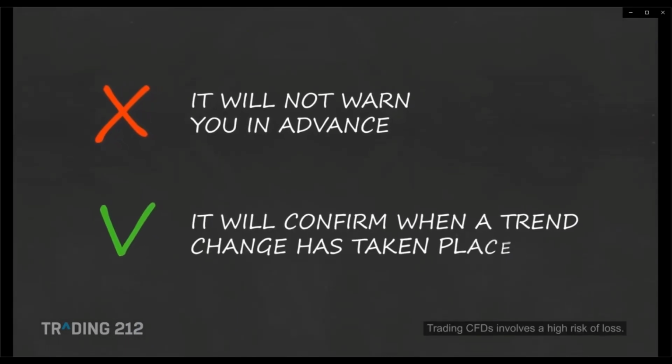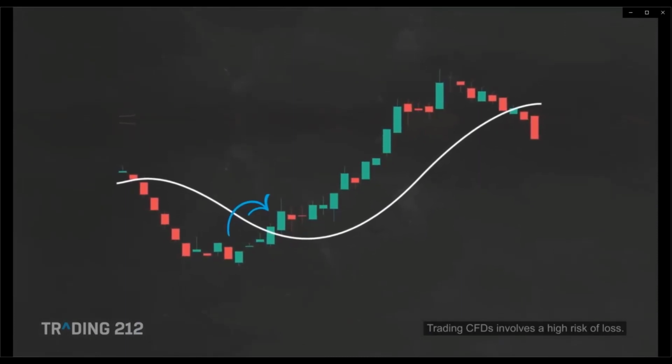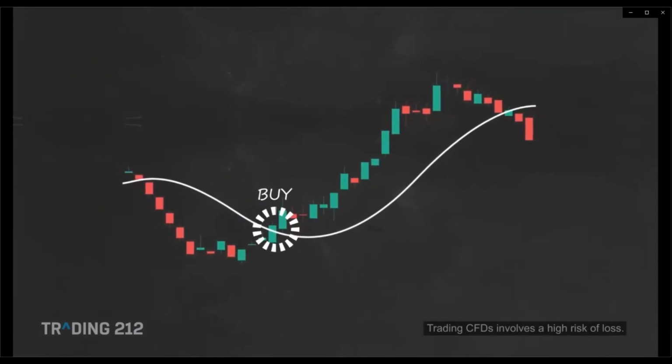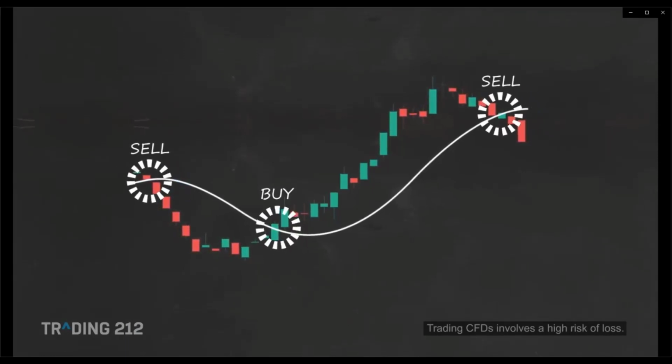Therefore, it will not warn you in advance, but it will confirm when a trend change has taken place. At the most basic level, when the price crosses up and over the moving average, traders take this as a signal to buy. When it crosses down under the moving average line, they consider it a signal to sell.